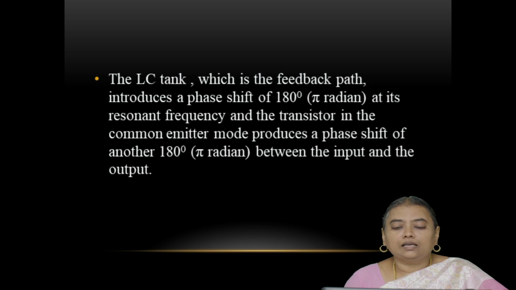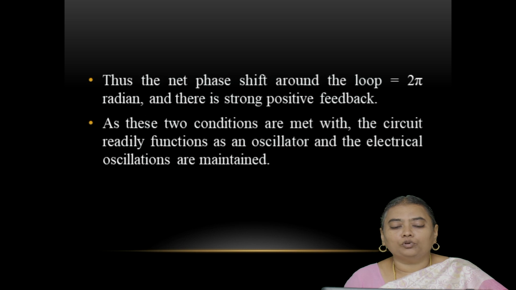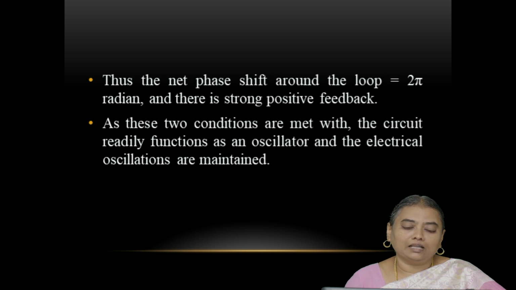The LC tank circuit, which is a feedback path, introduces a phase shift of 180 degrees at its resonant frequency, and the transistor in the common emitter mode produces a phase shift of another 180 degrees between the input and the output. Thus, the net phase around the loop is equal to 2 pi radians, that is, there is strong positive feedback. As these two conditions are met, the circuit readily functions as an oscillator and the electrical oscillations are maintained.